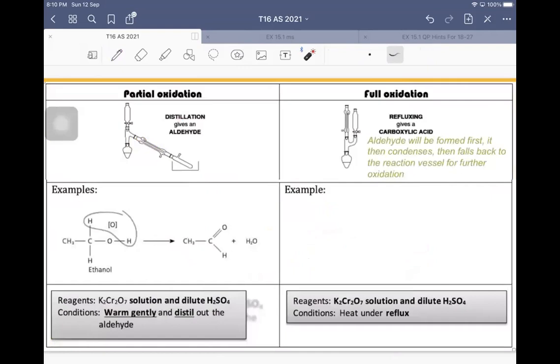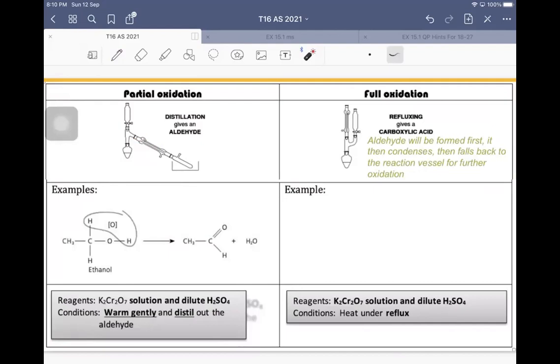Right, next, I am going to show you the example of the oxidation of ethanol. Okay, so I've already written down for you the whole oxidation from partial all the way to the full oxidation. But now we're just going to look at the equation for the partial oxidation.